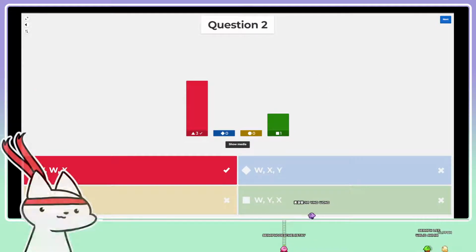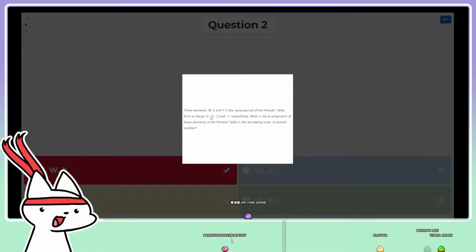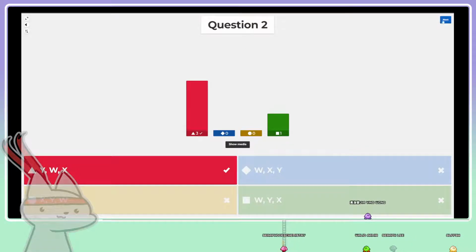Okay, so if you look at this in general, plus 3 means it's group 3, negative 2 is group 6, plus 1 is group 1. So if I arrange it, it should be Y, W, X. Yes, so plus 1 is group 1, plus 3 is group 3, and for negative 2, you take 8 minus 2, you get 6. So therefore, it's group 6. Yes. Moving on.